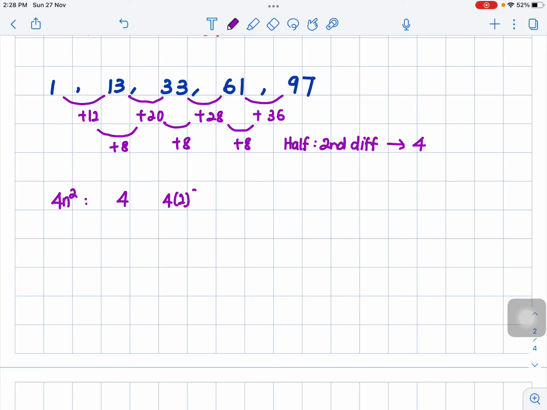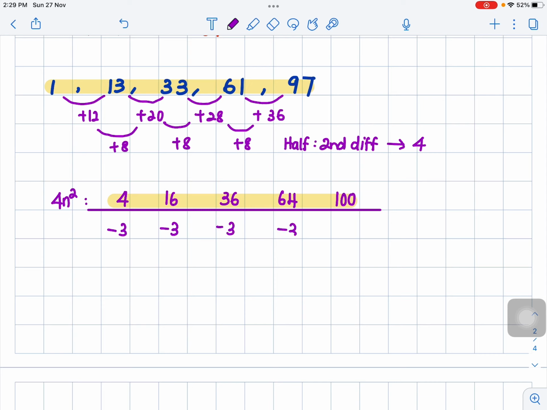4, 2 squared. That is going to give you 16. 4, 3 squared. So that is 4 times by 9, 36. 4, 4 squared, 64. 4, 5 squared. That is 100. Now what do we do? We take this and we're going to minus with this. And let's see what we get. I'm doing it quickly now. Minus 3, minus 3, minus 3, minus 3, minus 3. We are lucky this time because we already got it the same way.